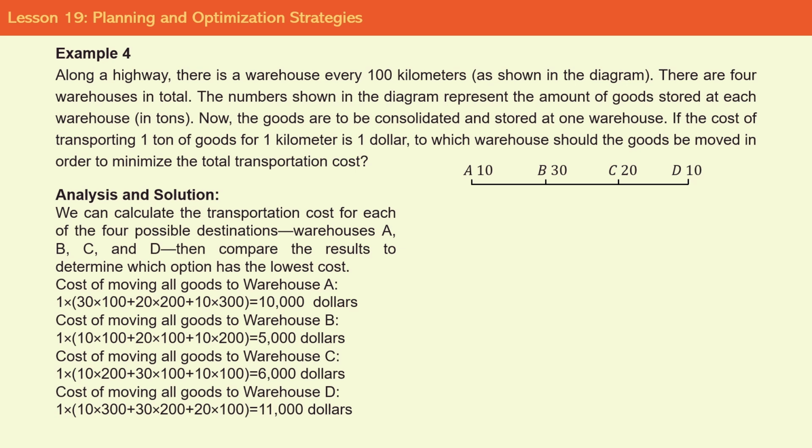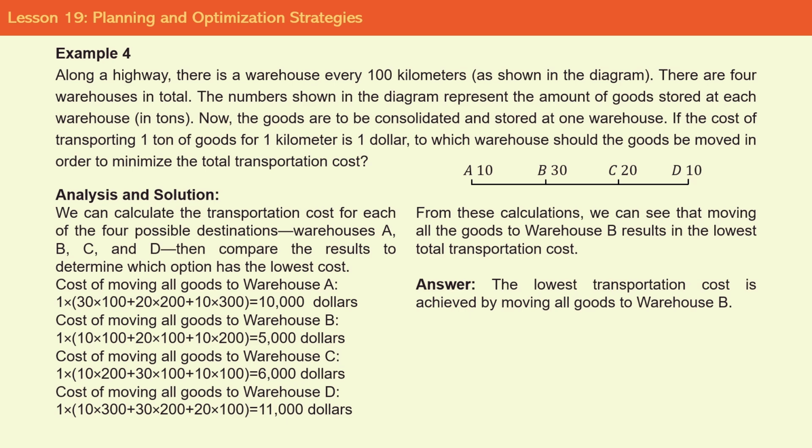We can calculate the transportation cost for each of the 4 possible destinations, warehouses A, B, C, and D, then compare the results to determine which option has the lowest cost. Cost of moving all goods to warehouse A is $10,000. Cost of moving all goods to warehouse B is $5,000. Cost of moving all goods to warehouse C is $6,000. Cost of moving all goods to warehouse D is $11,000.